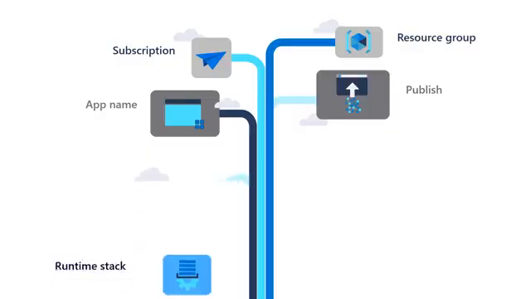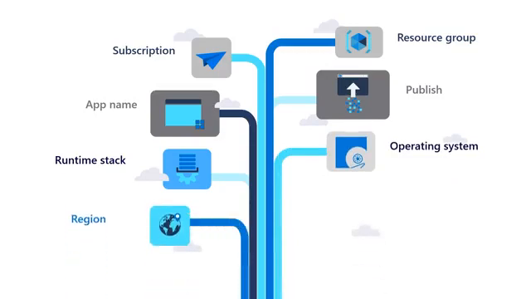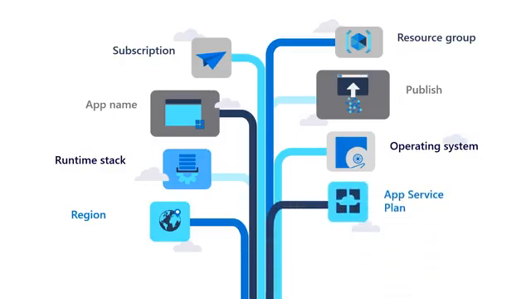You will also need the runtime stack field. If you choose to deploy your application as code, App Service needs to know what runtime your application uses. Examples include Node.js, Python, Java, and .NET. If you deploy your application as a Docker image, you will not need to choose a runtime stack, since your image will include it. Operating system: App Service can host applications on Windows or Linux servers. Region is the Azure region from which your application will be served. Finally, your App Service plan.